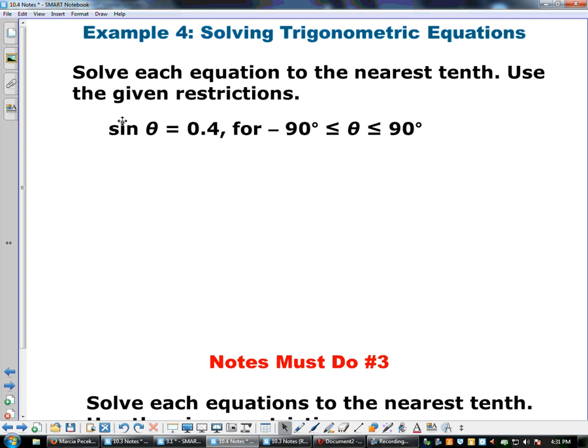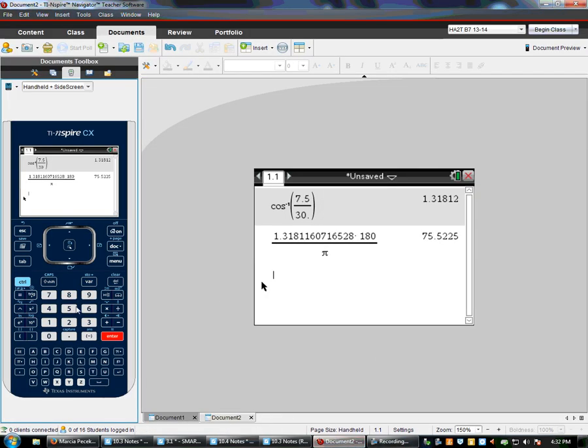Solving trig equations. Solve each equation to the nearest tenth. Use the given restrictions. So in this case, we want to find sine of theta equals 0.4, and we want our answer to be between negative 90 degrees and 90 degrees. So really, think about this as theta, our answer, is going to be the sine inverse of 0.4. But again, since we want the angle to be between negative 90 degrees and 90 degrees, that's going to be the only answer possible. So let's try this on our calculator.